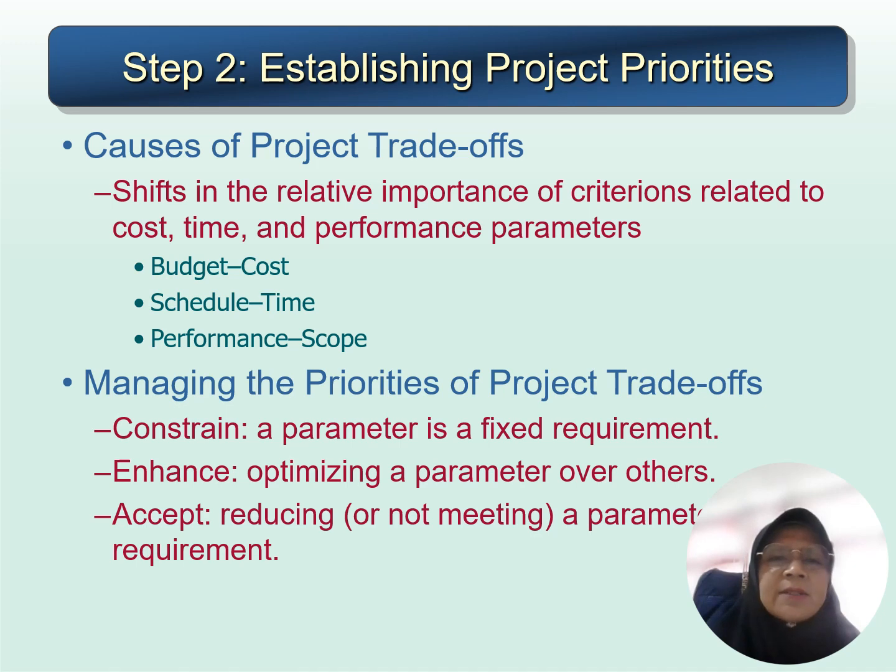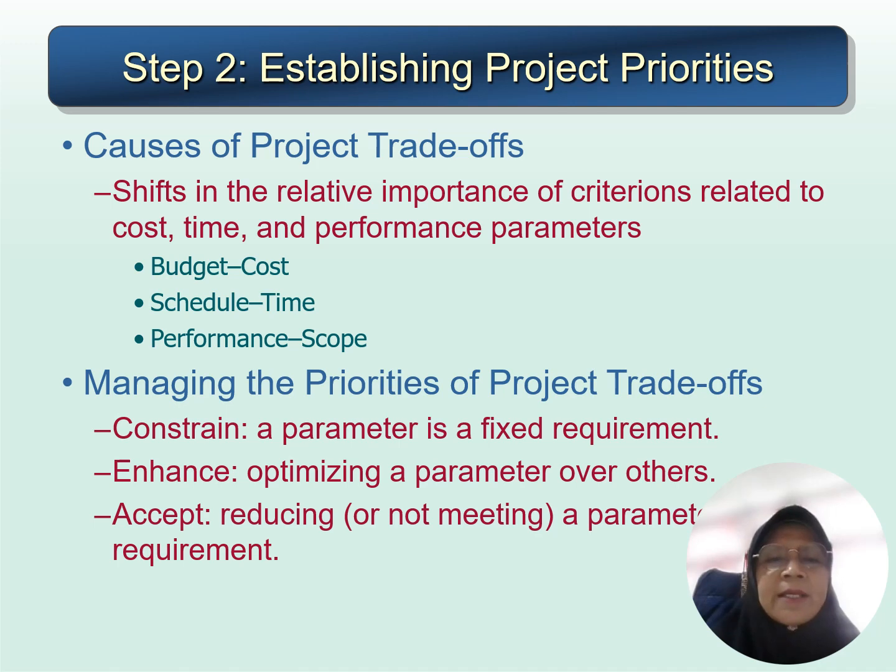The second step is establishing project priorities. These are based on the causes of the project trade-offs, shifts in the relative importance of criteria related to cost, time, and performance parameters. So therefore we need to define project cost, schedule time, and performance scope.